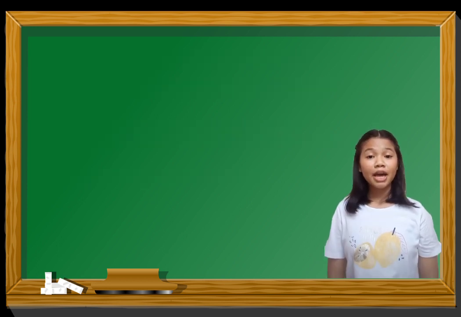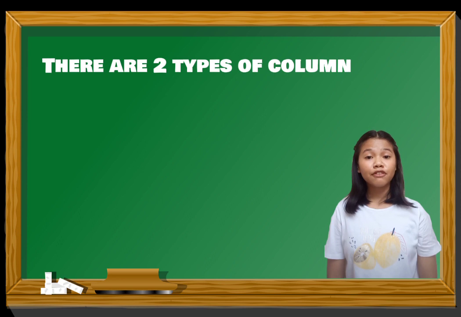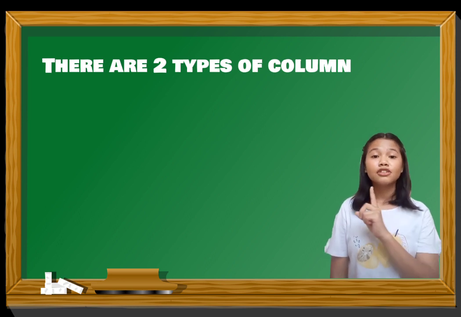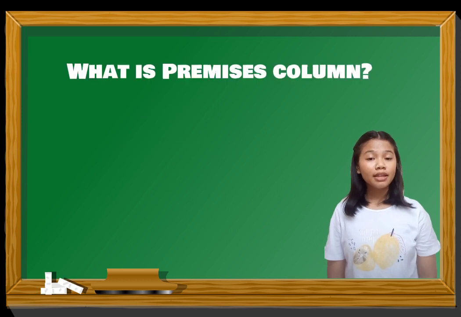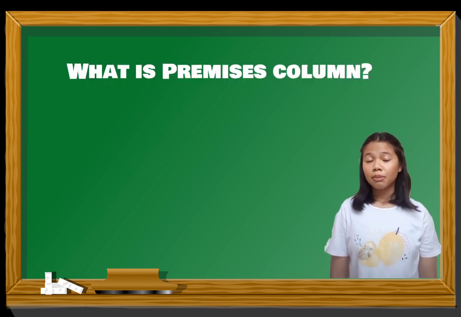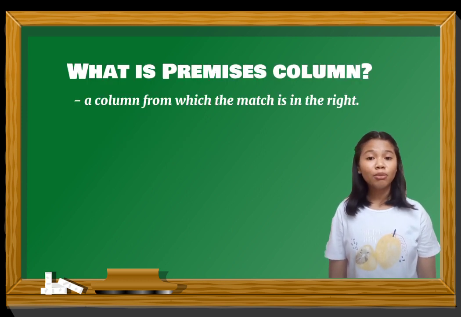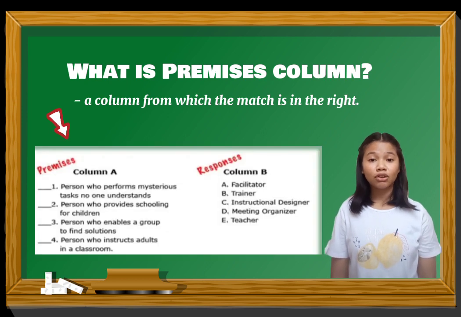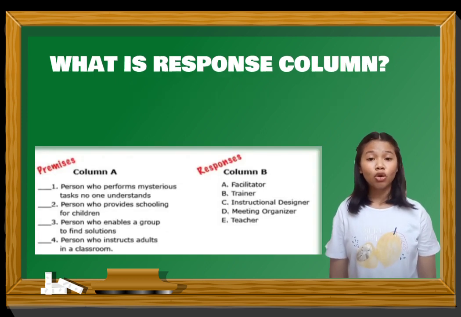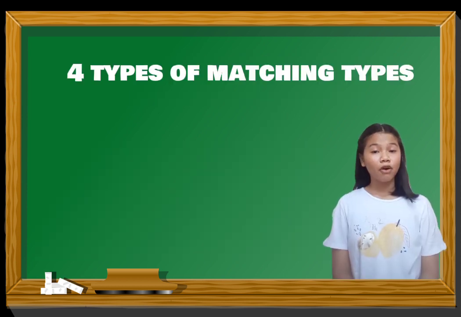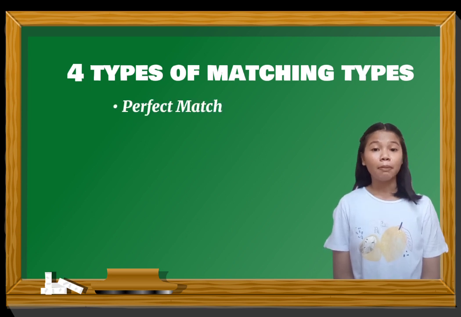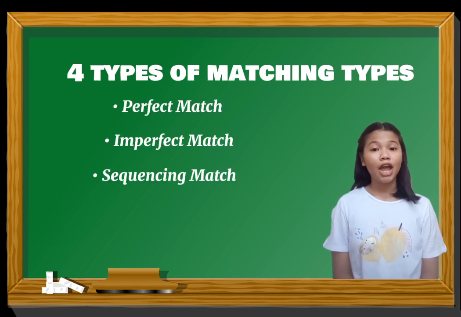In a matching type test, there are two types of column. First is the premises, second is the response. So what is a premises column? The premises column is the column for which the match is to be found, while the response column is where you choose the match. There are four types of matching types, and these are the perfect, imperfect, sequencing, and multiple matching.